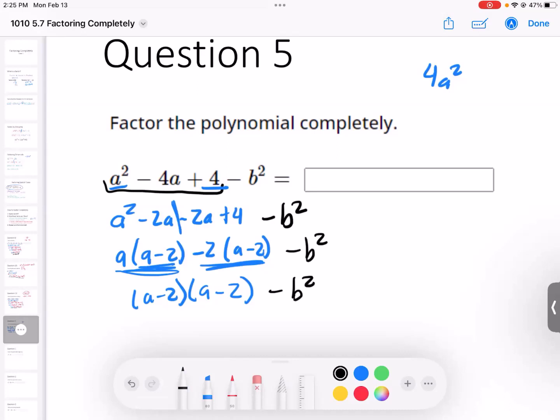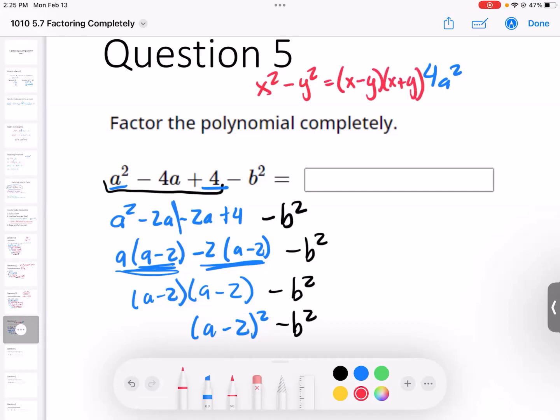Now, this right here is not factored yet because what we have is something minus something. And so this isn't in factored form, but this part of it is. And because both of the factors ended up being the same factor, we can write that as A minus 2 squared minus B squared. And this is a difference of squares because you have 2 squares that are subtracted. So you can use the difference of squares formula, which says that anything squared minus another thing squared is the difference of those two things times the sum of those two things.